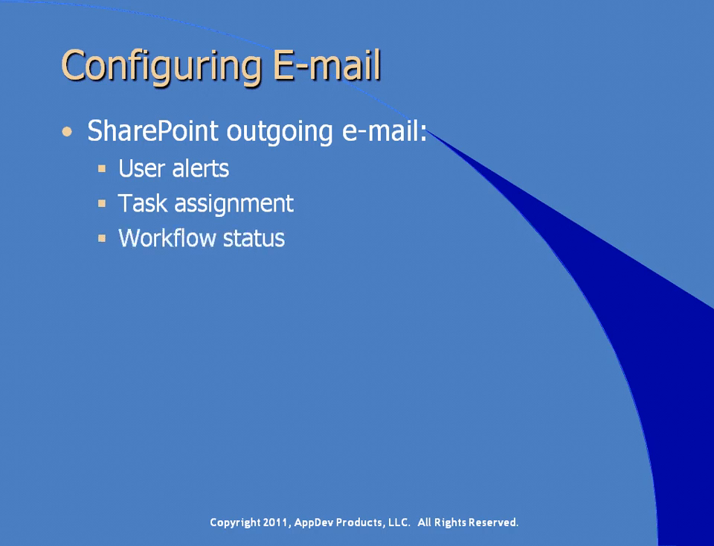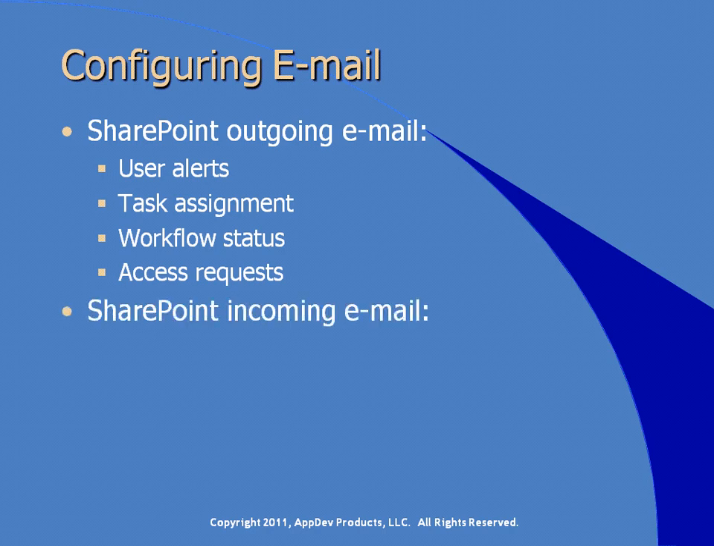Workflow status. Any workflows, approval workflows, and so on, will use outgoing email. And access requests. You can set your site up so that users can request access to it, and you would need outgoing email for that to be enabled. On the other side is incoming email. There are certain lists and libraries that are email enabled so that users can send content to those lists and libraries.